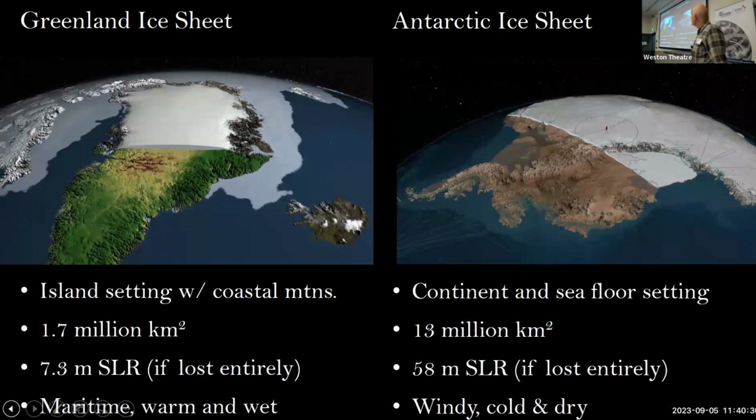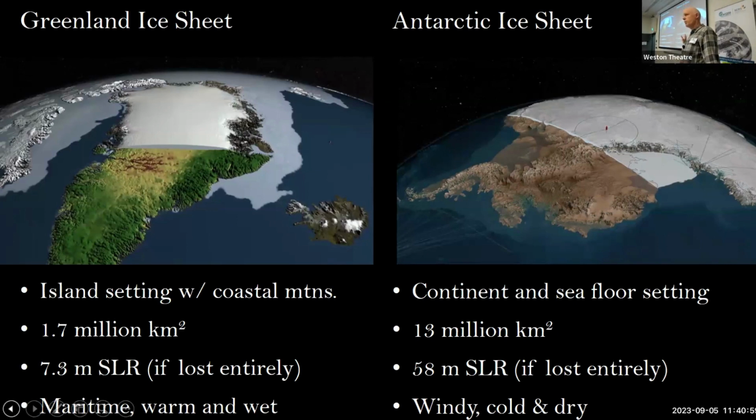Okay, so we've got two ice sheets on Earth, great ice sheets, as we're all aware, but they're actually quite different. And we need to consider them both if we want to address issues around sea level rise. In Greenland, we've got an ice sheet that's situated in an island setting with coastal mountains. It's got enough water locked up as ice to raise sea level potentially by up to 7 meters if it all were to be lost.